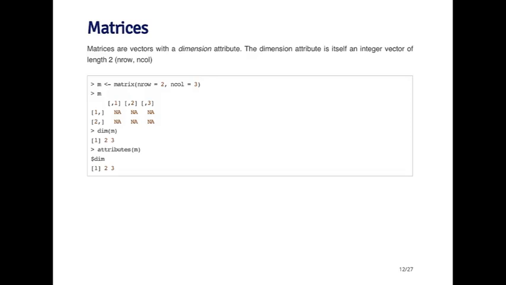If I call the dim function on M, it'll give me the dimension attribute, which in this case says there are 2 rows and 3 columns, because the first number is the number of rows and the second number is the number of columns. If I call the attributes function on M, it returns a list where the first element is the dim element and it has the vector 2, 3. So these are all aspects of a matrix, which is a vector that has a dimension attribute to it.